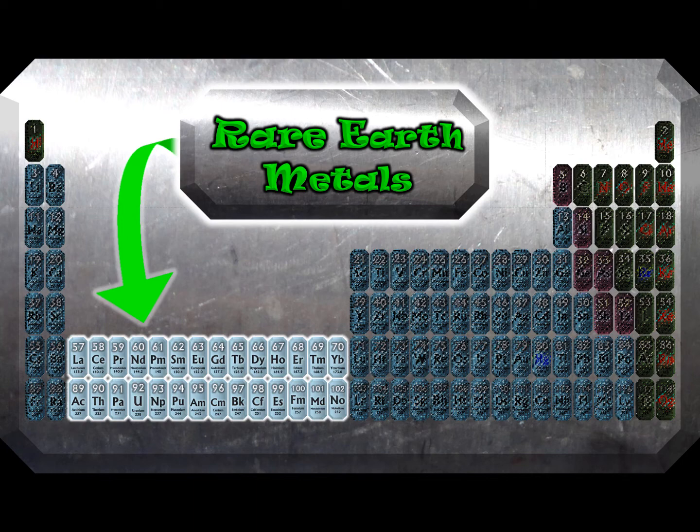The most famous member of the rare earth metals is probably uranium. And then there's also neodymium, which is included in a lot of powerful magnets.